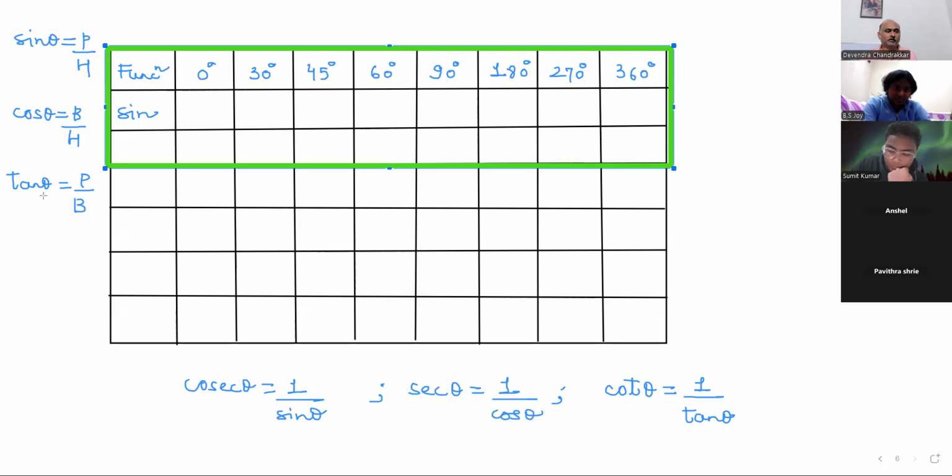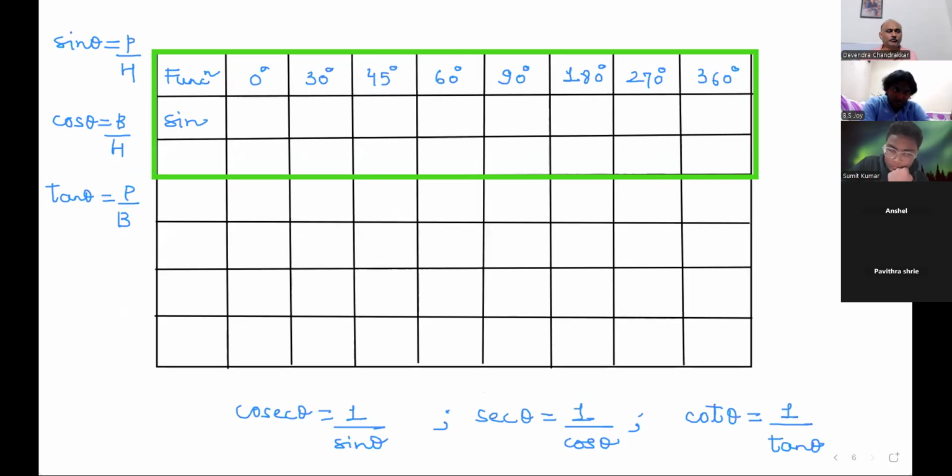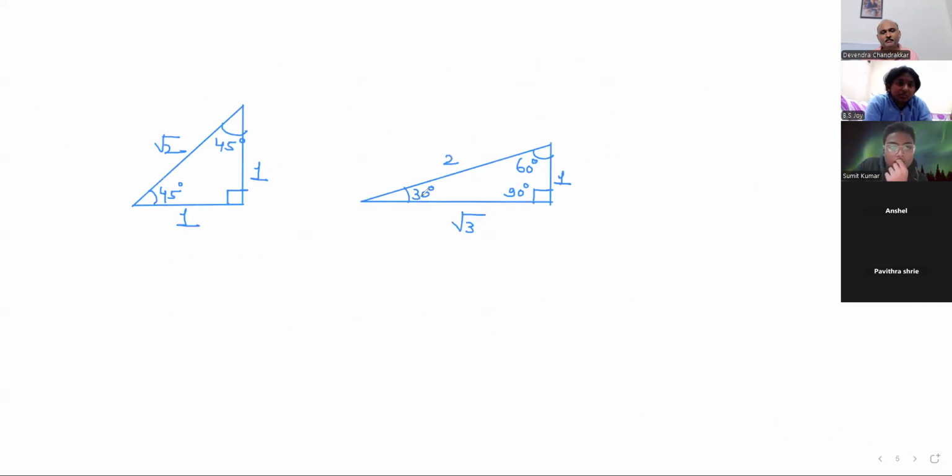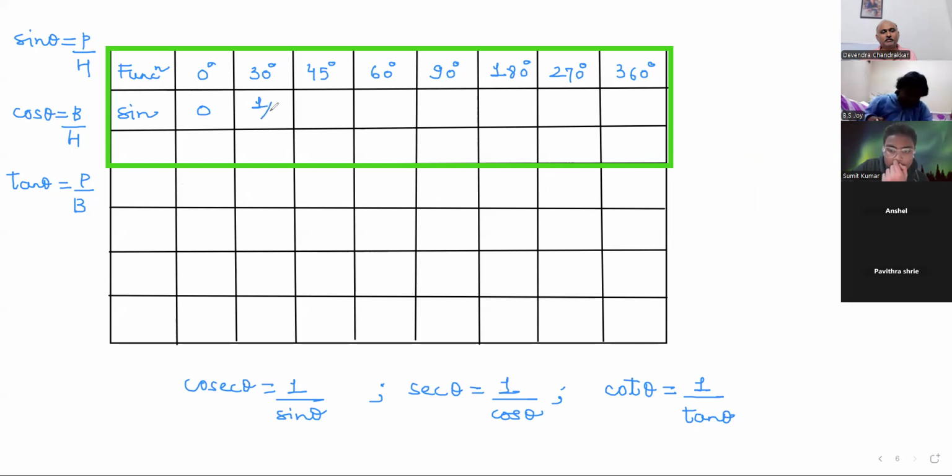Theek hai? To aaiye dekhte hain. So I am writing the first two rows quickly. Please pay attention how I am writing it. Sine of 0. There will not be any perpendicular, right? So sine of 0 is 0. Sine of 30 degree. Go back to this triangle. Sine 30 kya hoga beta? Perpendicular is 1. Hypotenuse is 2, right? So sine of 30 degrees is 1 over 2. So this is how your triangle will come to use. This is 1 by √2. This is √3 by 2. Sine 60 is √3 by 2. Sine 90 is 1. Sine 180 is 0. Sine 270 is minus 1. Sine 360 is 0.